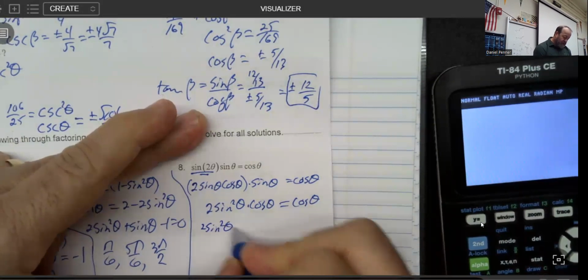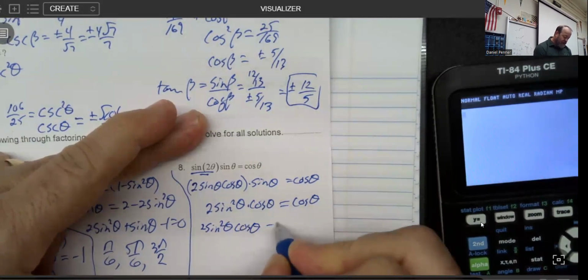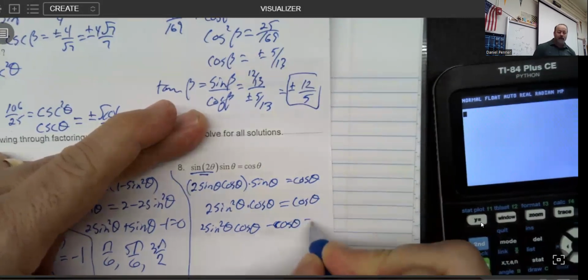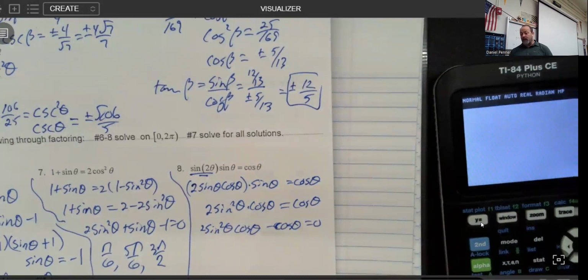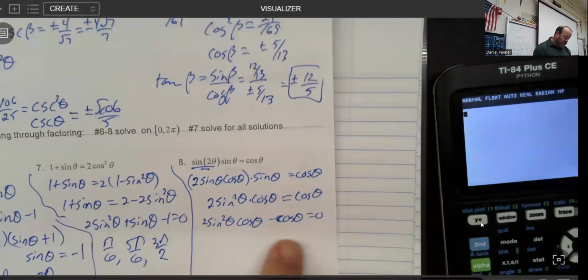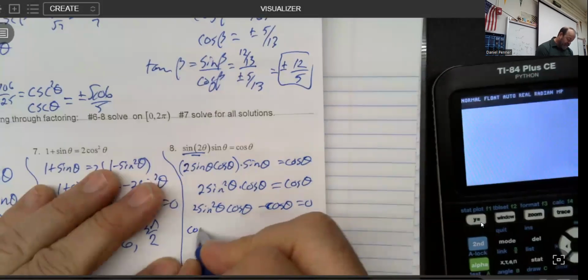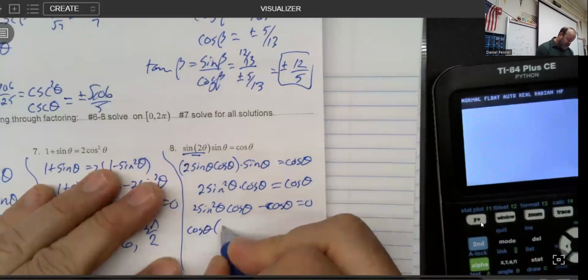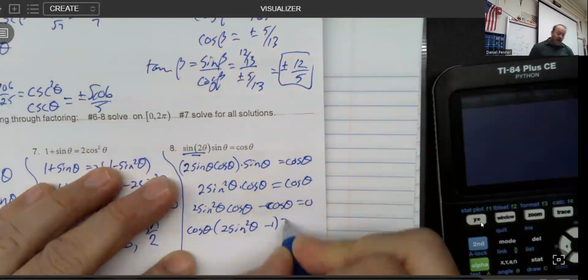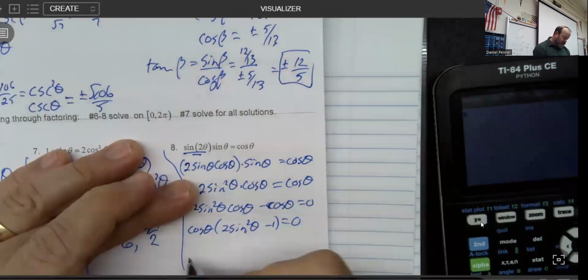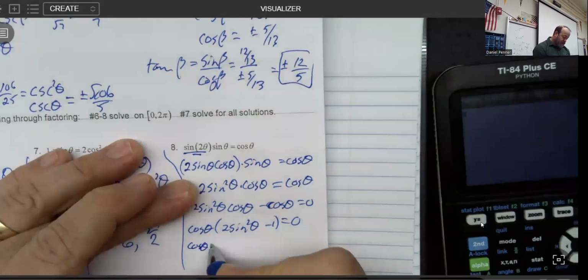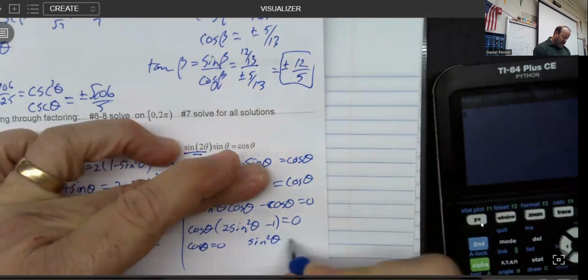So one thing that we want to do, and it doesn't work 100% of the time, but I would say 95%, is set it equal to 0, and then look for that greatest common factor. What I notice between these two is there's a cosine in common, and I'm left with 2 sine squared minus 1. Now, as such, I either want the cosine of theta to be 0, or I want the sine squared of theta to be 1/2.